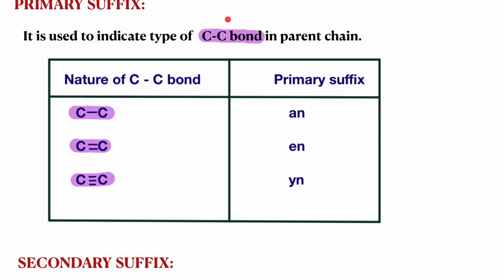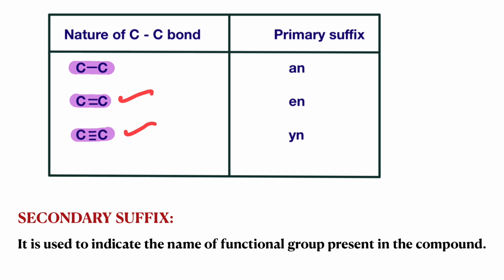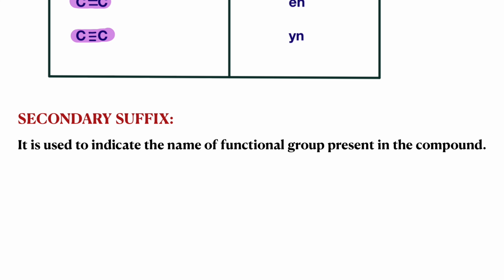Whenever you have a single bond and a double bond, we never use AN. We indicate only EN. If we have a single bond and a triple bond, in that situation also we use only YN. If we have a double bond and a triple bond, then we have to indicate both of them. Because C-C single bonds are common, if single and double bonds both are present, we indicate only the double bond primary suffix. So if double bond and triple bond both are present, then we have to use both the primary suffixes. This is about a primary suffix.